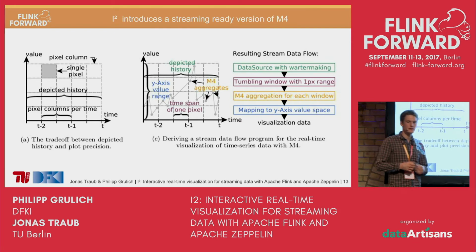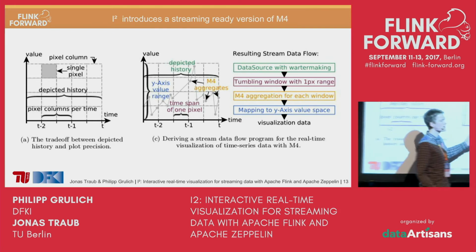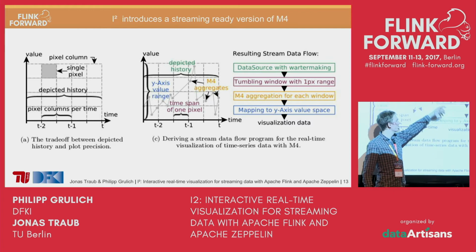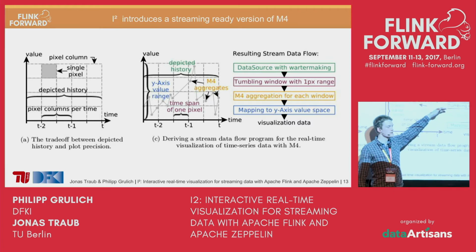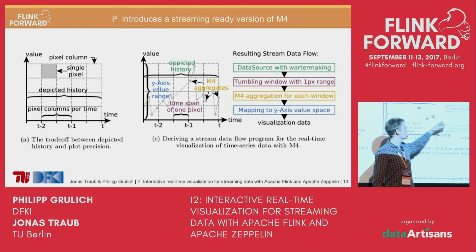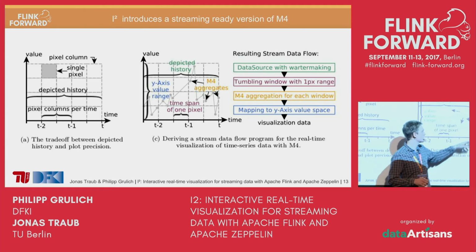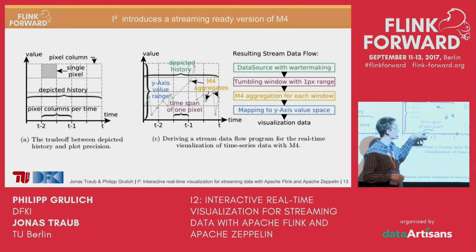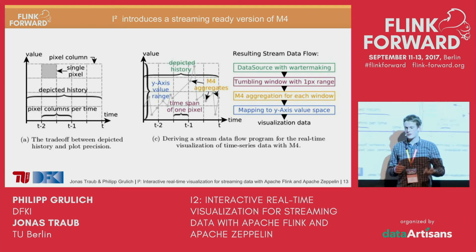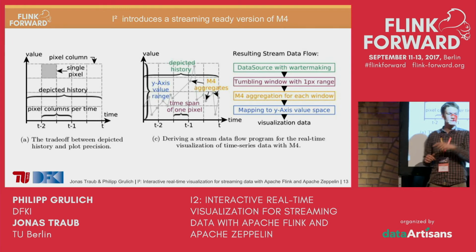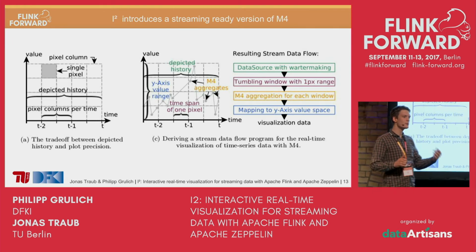More importantly, what we can also do here is we can make sure that we have a fault-tolerant application. So we can basically put the regular watermarking in our data source, then we have the tumbling window with 1 pixel range, and we have this M4 aggregation for each window. And then we can do another data compression for the y-axis. But more importantly is that fault tolerance aspect, because if you receive late data, it's very improbable, if you think about it, that this data will change the visualization.